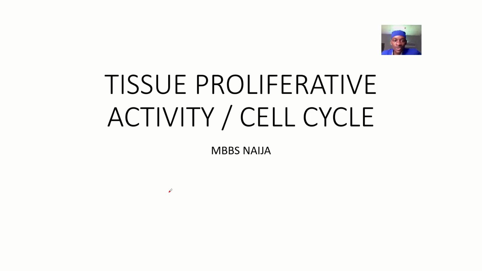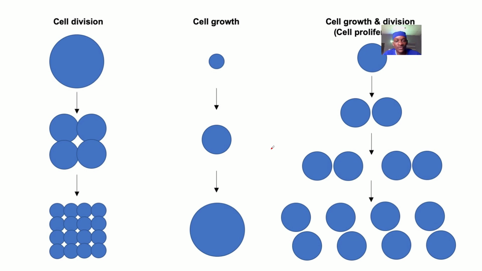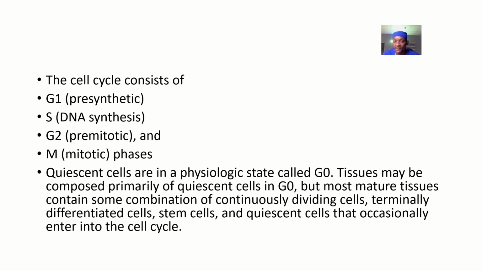So quickly guys, we'll be looking at the tissue proliferative activity. And talking about tissue proliferative activity is just the same thing as talking about the cell cycle, right? So with tissue proliferative activity, we are basically looking at how tissues divide. Sometimes these tissues will rest temporarily, and sometimes these tissues will leave the cell cycle permanently, okay?